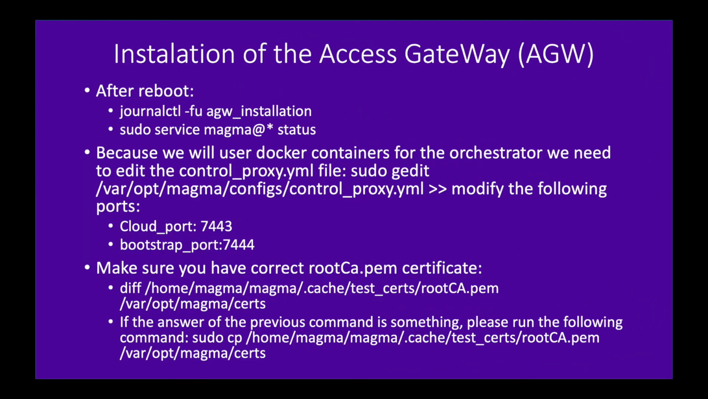After the installation of the access gateway, I need to verify that this installation was successful. For doing that, after the reboot of the computer, I use the command journalctl -fu agw_installation. It has to inform me that the installation was successful.